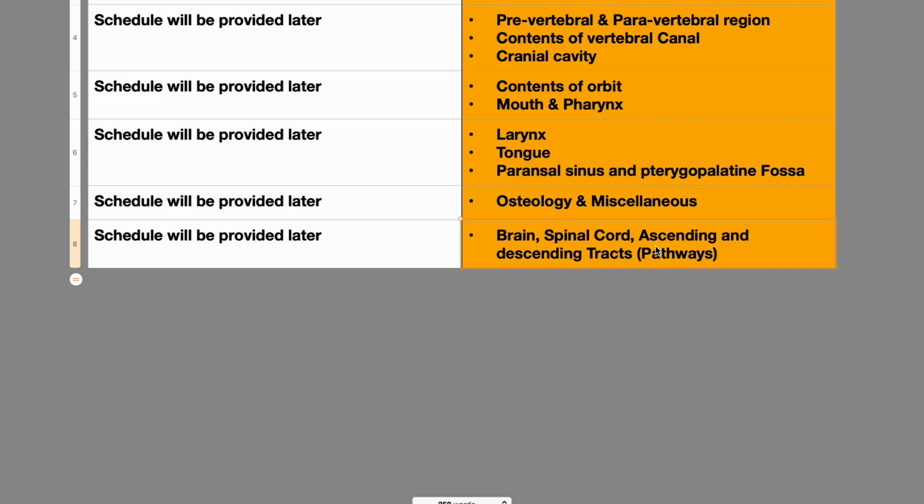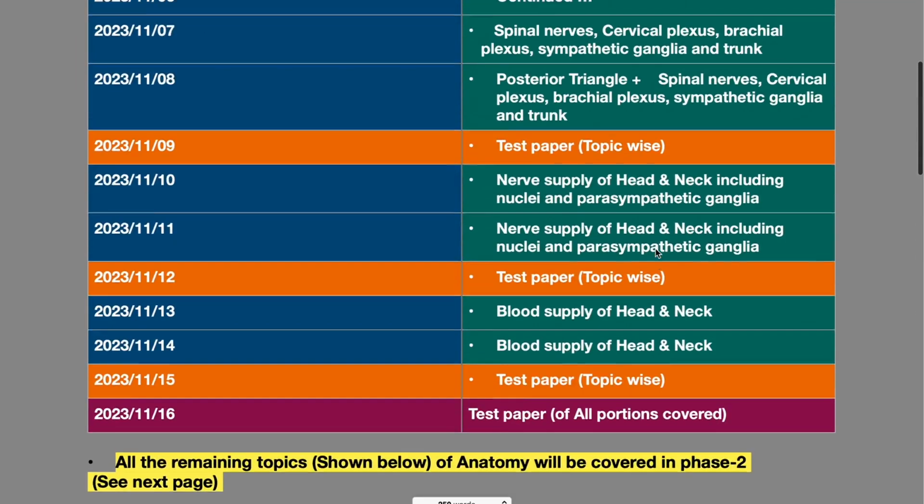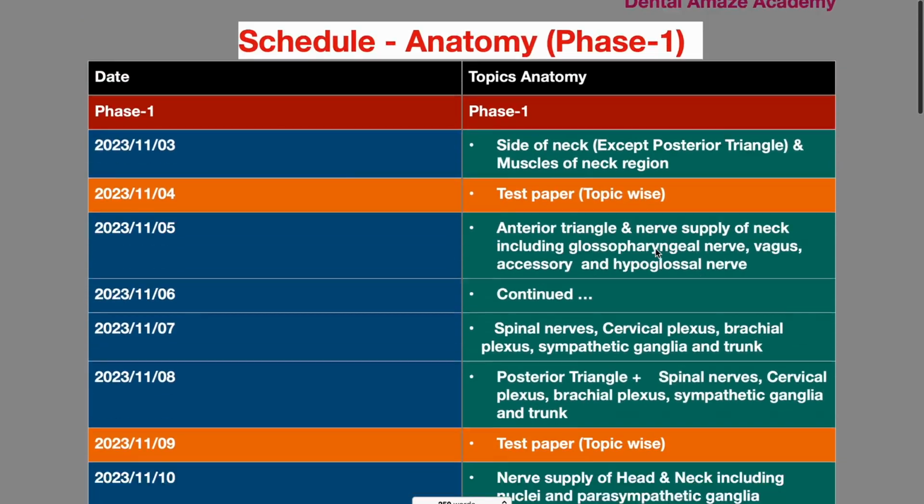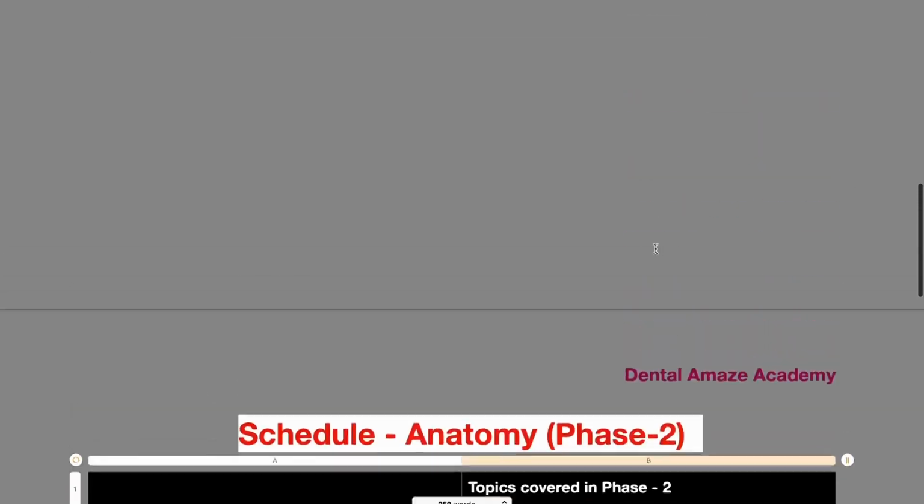So here we are going to study different pathways: taste pathway, pain pathway, vision pathway, hearing pathways, all those ascending tracts, descending tracts, and so on. This is how it will be covered for you all. Anatomy notes will be provided. First the notes will be provided for phase 1, and at a later stage phase 2 notes will be provided.